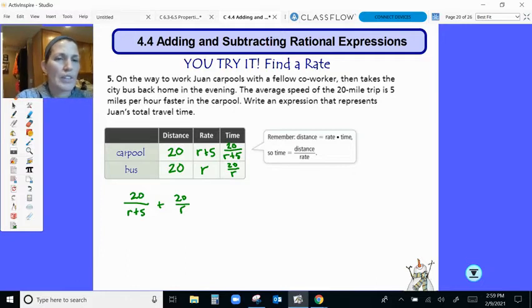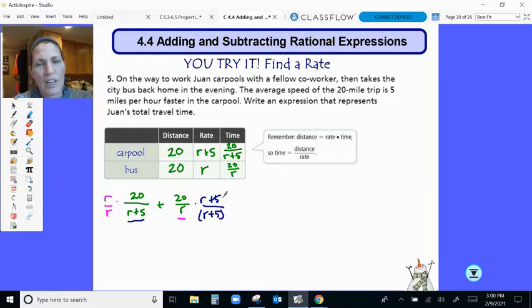And we're going to do the same thing we did. We need to find a common denominator. So we have this R here, so we need to multiply over here by R over R. And we need to multiply this R plus 5 over here, R plus 5 over R plus 5. And I'm going to put that in parentheses so we do not forget about it. Okay, so 20 times R will give me 20R over R times R plus 5.